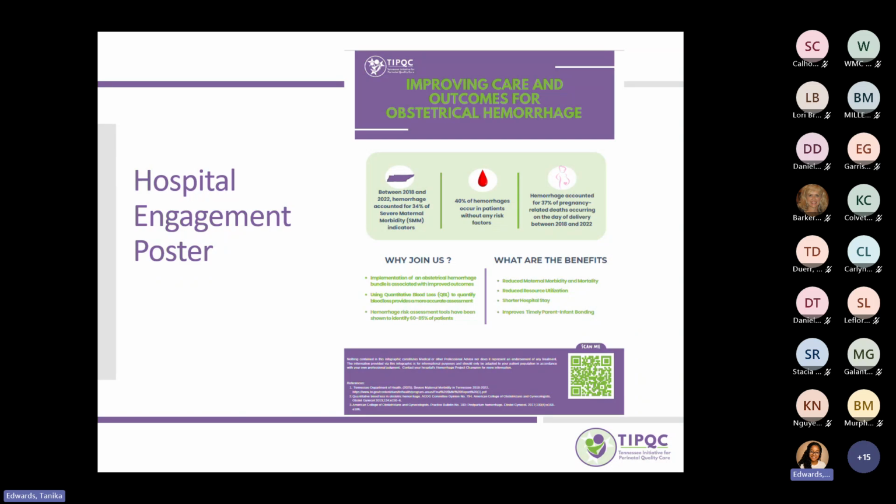If you were at our annual meeting, we had some hospital engagement posters that we passed out. These are just looking at the project, improving the care and outcomes for obstetric hemorrhage, and review our why as a state and why this project is so important for us, because between 2018 and 2022, hemorrhage accounted for 34% of severe maternal morbidity indicators. And so, SMM, I feel like everyone's looking at their SMM rates, and we should be.